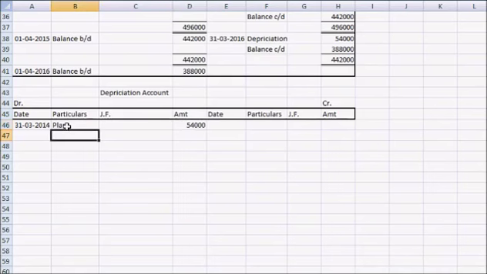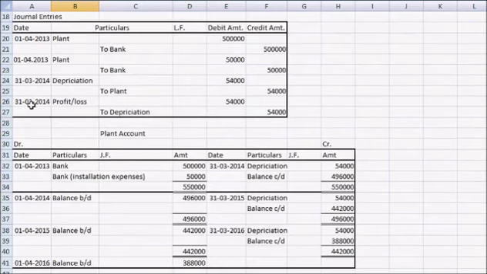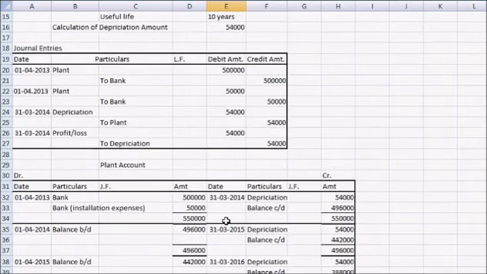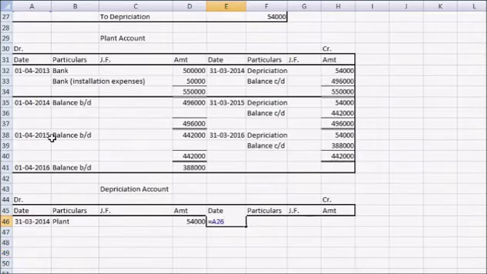The next, the depreciation is on the credit side on the same date, so we'll mention the date first. Then profit or loss account, and we'll write the amount again. We can see that account is balanced, so we don't need to balance it.